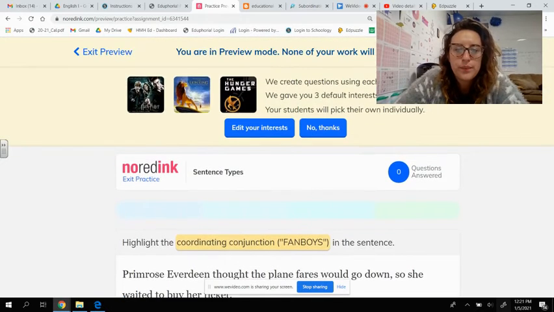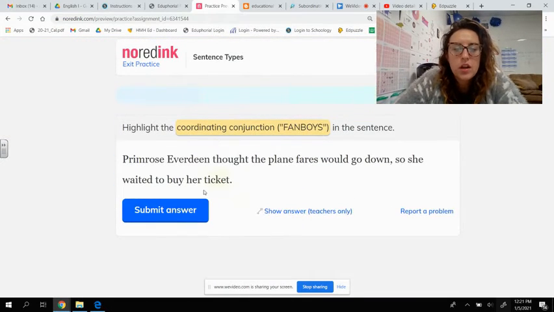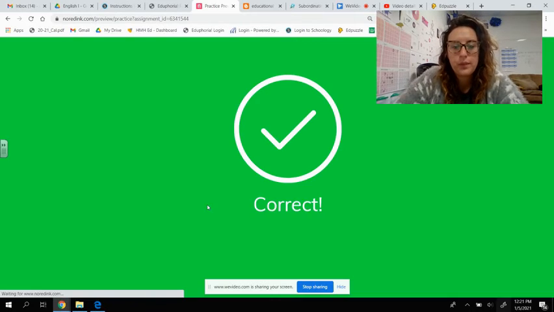Oh, are we in the tutorial? Nope. Okay, we're good. So we have Primrose Everdeen thought the planes would, oh, we're highlighting, I'm sorry. Miss Hole didn't read the instructions. I was like, this is a correct sentence. Okay, highlight the fanboy. So, right, this is a complete sentence. This is a complete sentence. We put comma, fanboy. There we go.